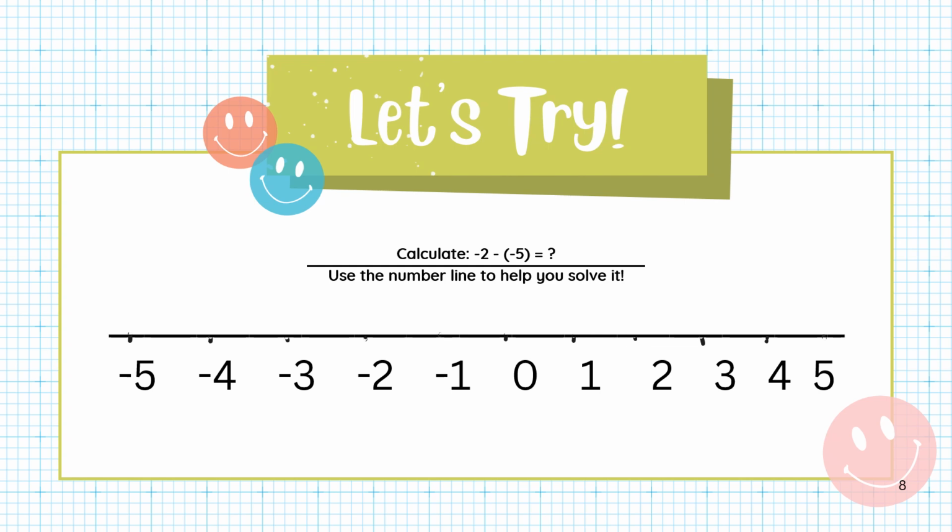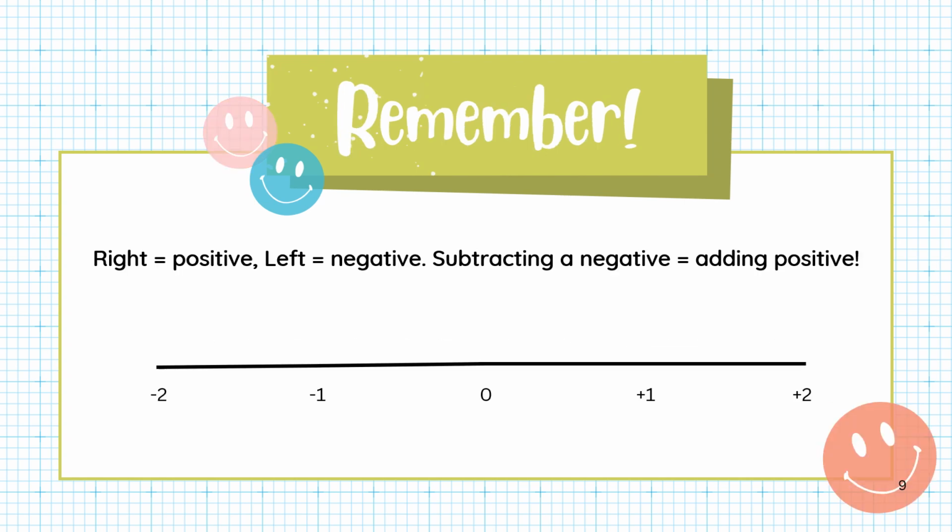-2 minus -5. This becomes -2 plus 5. Hop 5 steps to the right from -2. You land on 3. Remember, moving right on the number line means positive moving. Left on the number line means negative. And subtracting a negative is just adding.